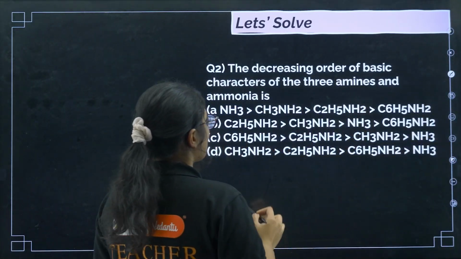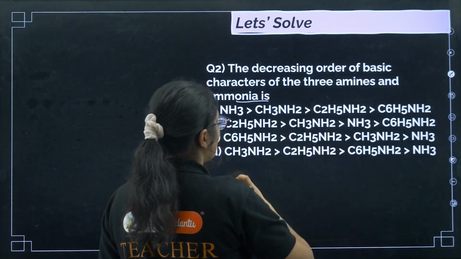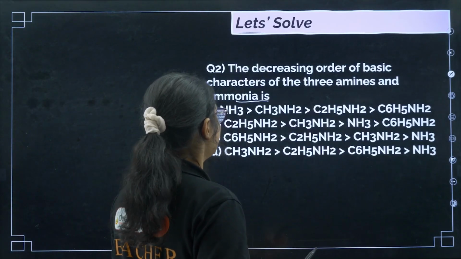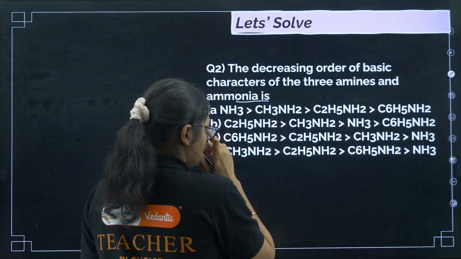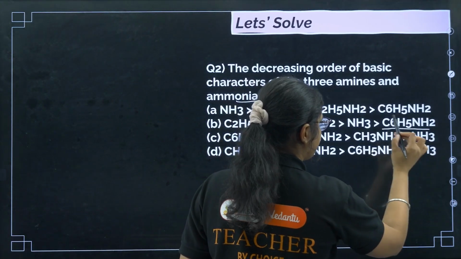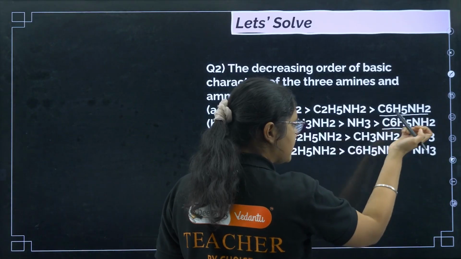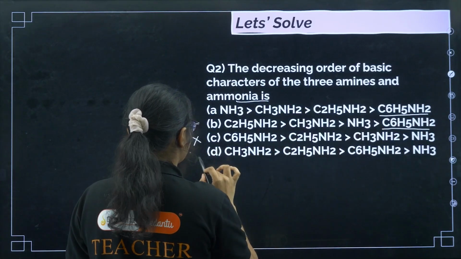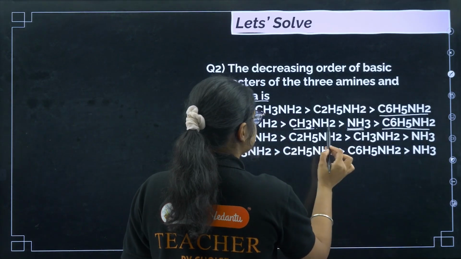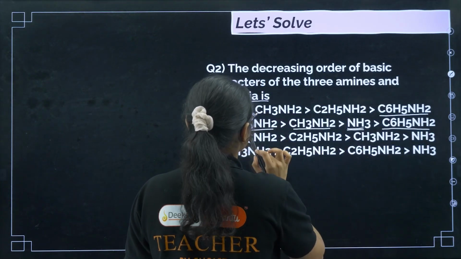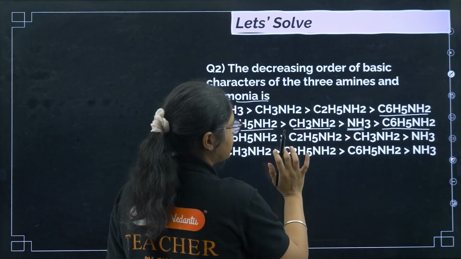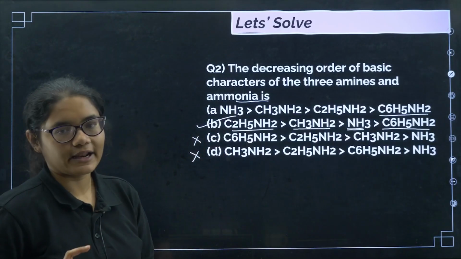Okay, next, the decreasing order of basic character of 3 amines and ammonia. This is in gaseous phase if nothing is mentioned. So what can we find about the basic nature? First of all, C6H5NH2 has to be the lowest one, because these will withdraw electrons, so we can eliminate these two options. After that, there has to be ammonia. Next, after CH3NH2 and C2H5NH2, C2H5NH2 has more carbon, so it will donate more. This has less carbon, so this will donate less. So option number B will be the correct answer here.